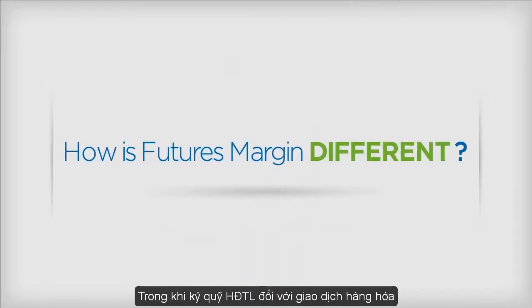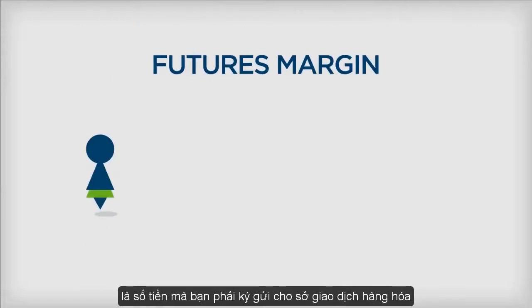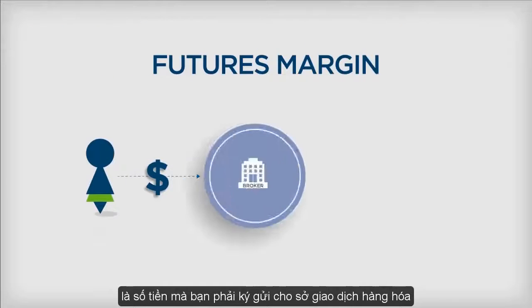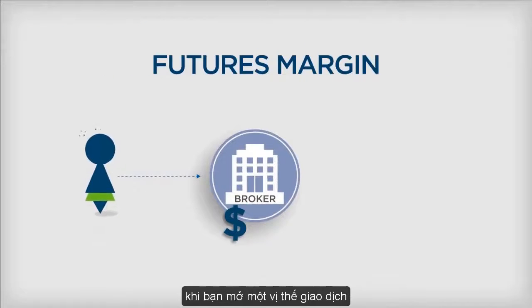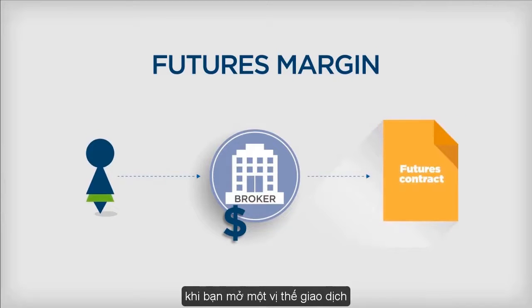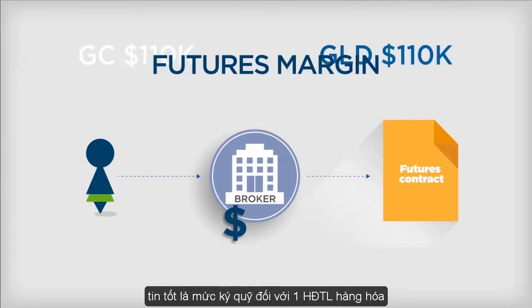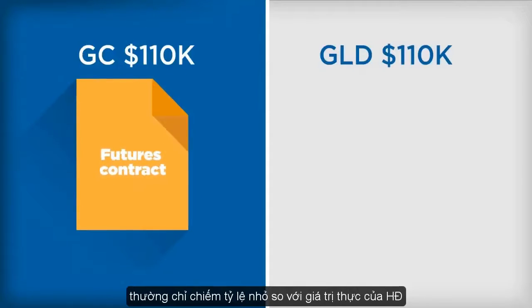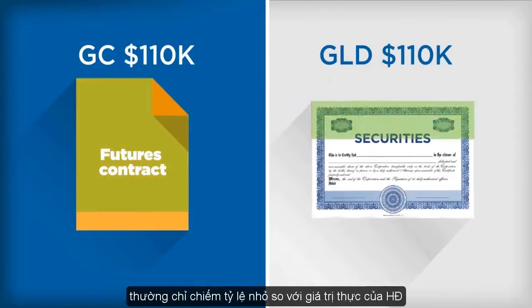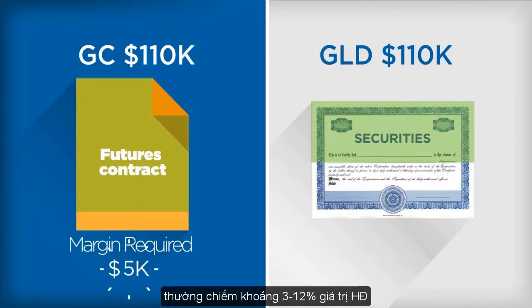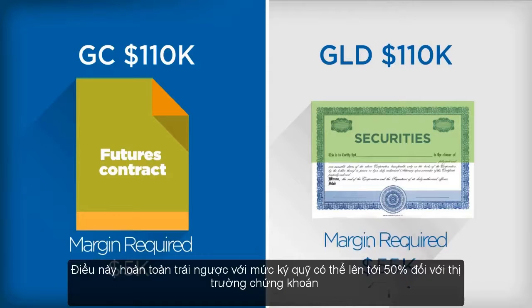This practice is often referred to as buying on margin. So how is futures margin different? Futures margin is the amount of money that you must deposit and keep on hand with your broker when you open a futures position. It's not a down payment, and you don't own the underlying commodity. The good news is that futures margin generally represents a smaller percentage of the notional value of the contract, typically 3 to 12% per futures contract, as opposed to up to 50% of the face value of securities purchased on margin.